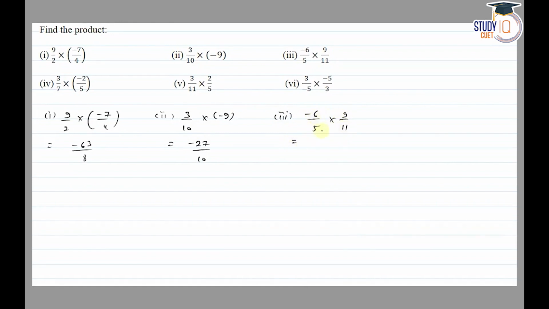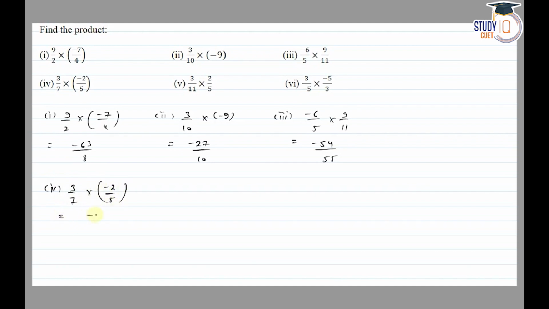So 9 6 are 54. So minus 54 upon 5 11 ja 11 5s are 55. Then fourth part is 3 by 7 into minus 2 by 5.